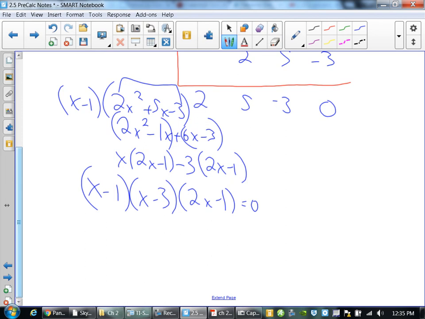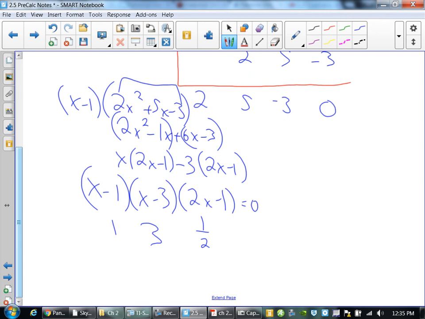How'd you get negative 1 and 6? What times what is negative 6 and adds together to get positive 5? Negative 1, positive 6. So you got your 3 possible terms, which gives you 3 possible zeros. All 3 of these zeros are real. You get 1, negative 3, and 1 half.